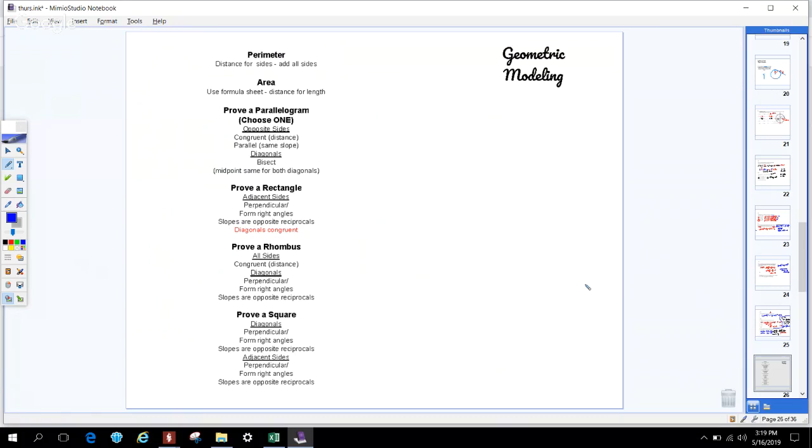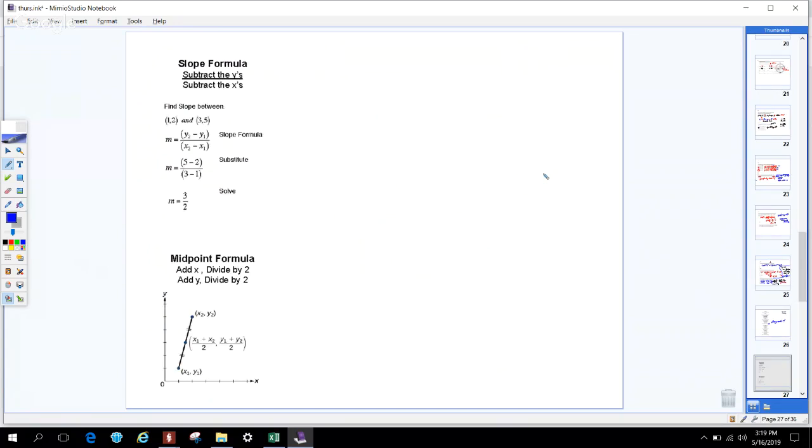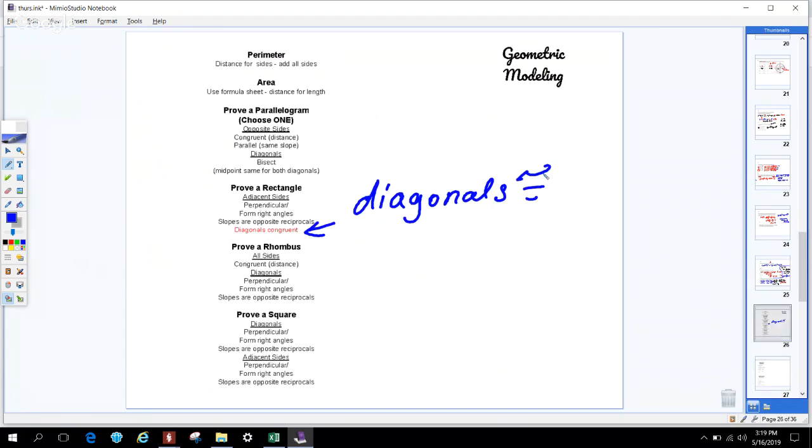I completely forgot to mention that. Underneath the prove a rectangle, see it right here in red? I'd like you to write diagonals congruent, because that was one thing I forgot. Okay. Yep. So if they give you like, what quadrilateral has diagonals congruent? You're going to be like, rectangle or square, because a square is a rectangle.